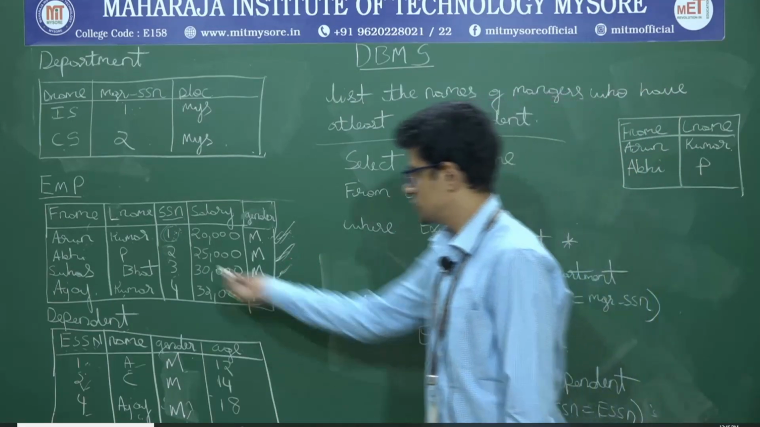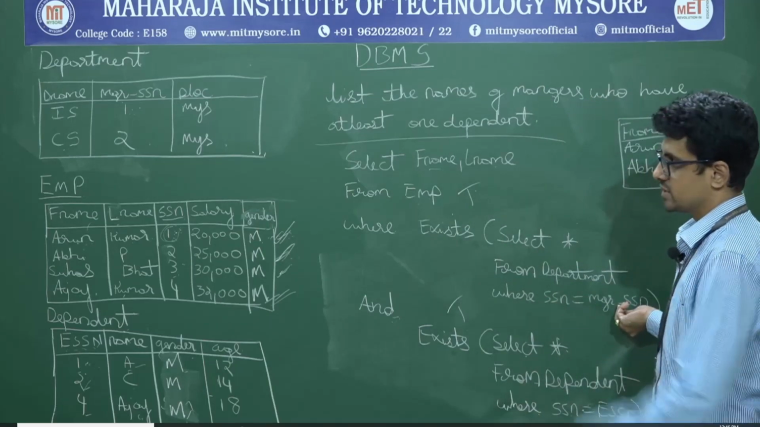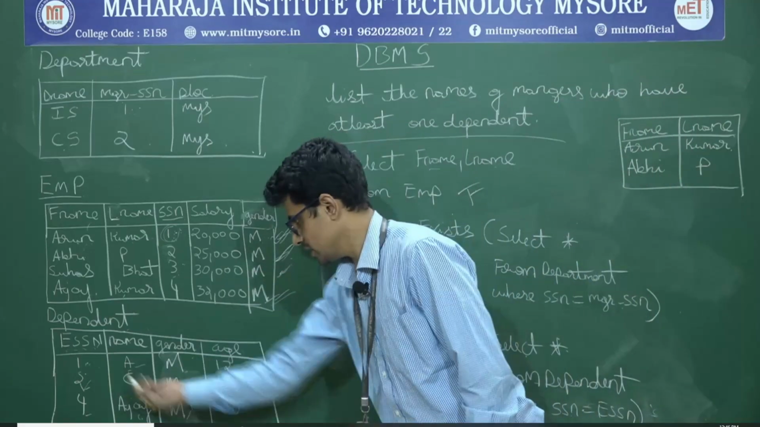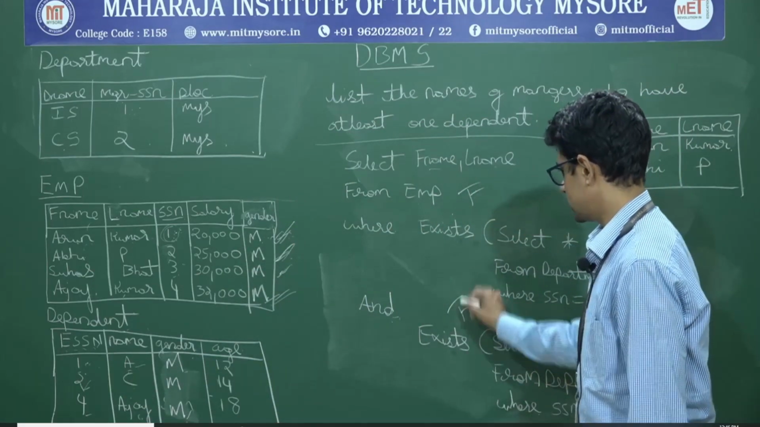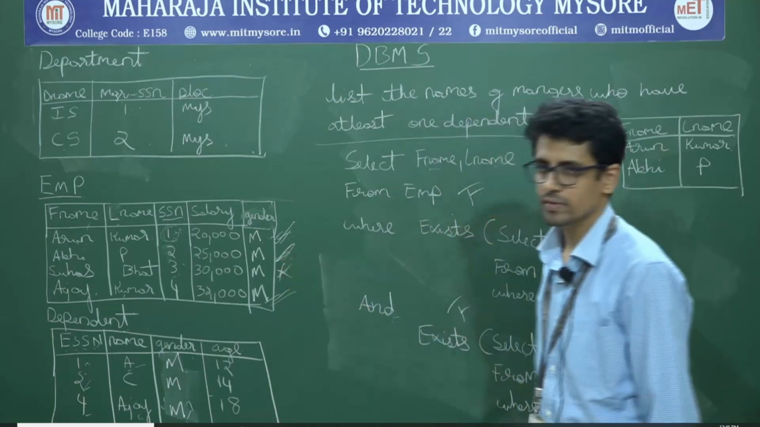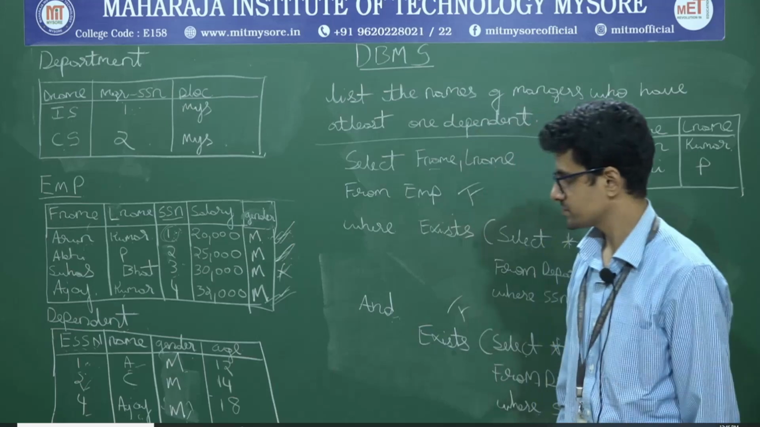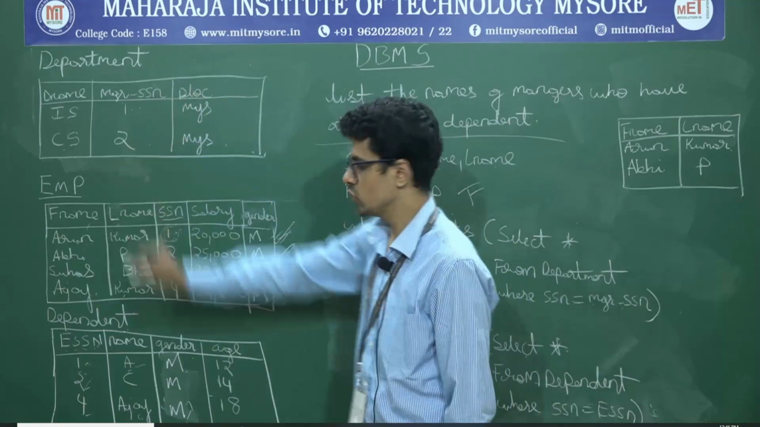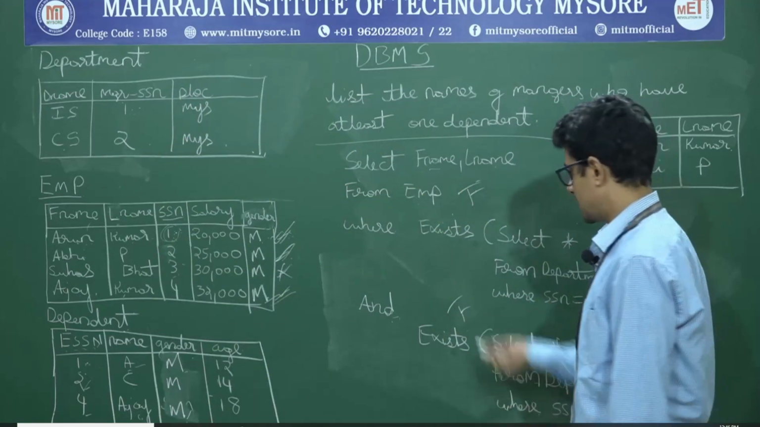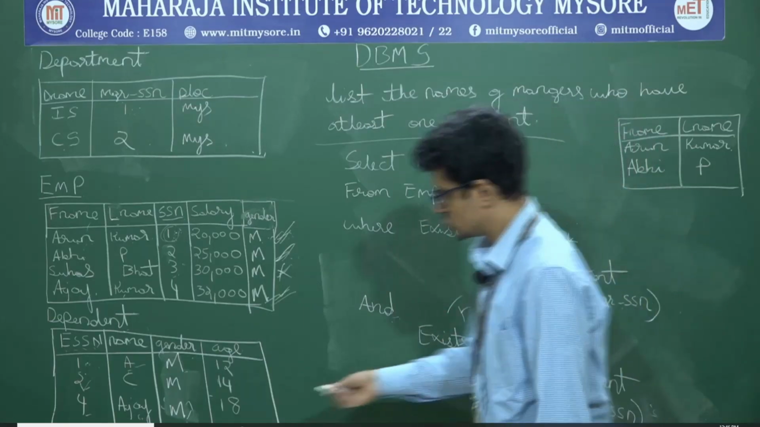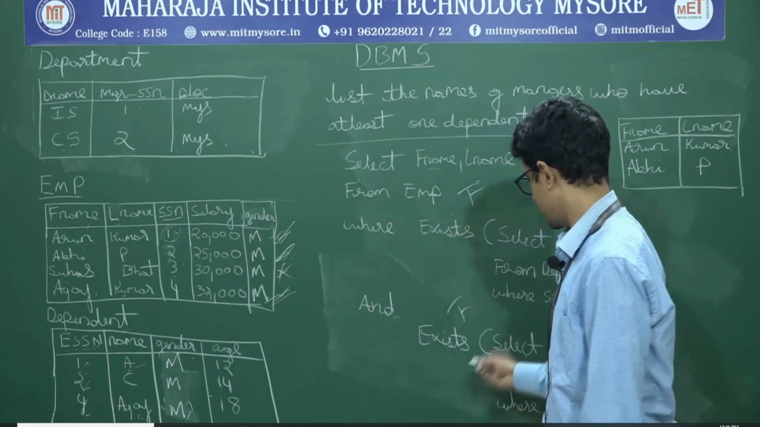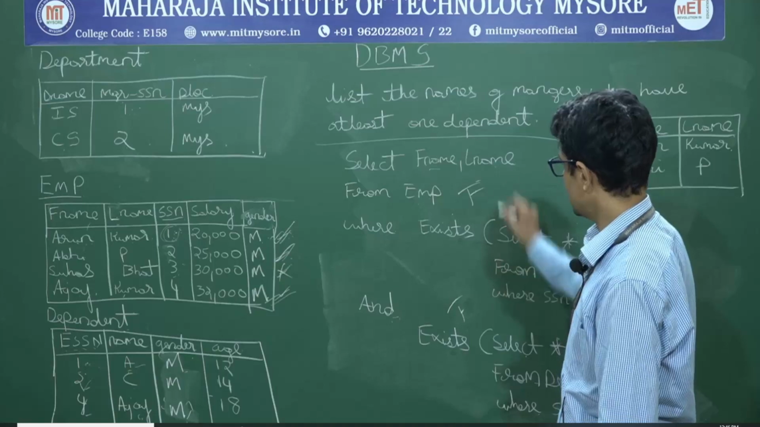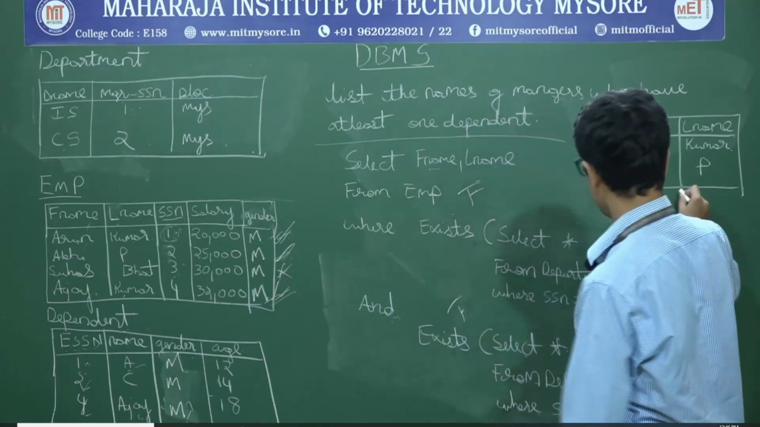Next, third row. 3. Whether 3 is present in MGR SSN? No, he is not a manager, so it returns false. Next, whether 3 is present here? No, because EXISTS is false. So false and false is false. So don't select that third row. Okay. Next, the fourth row. 4. Whether 4 is present in the department table as a manager? No. So it returns false. When it comes to this part, it returns true because we have 4 as a dependent here. Any false and true is false itself. So again this fourth row will not be selected. So the final output is only this.